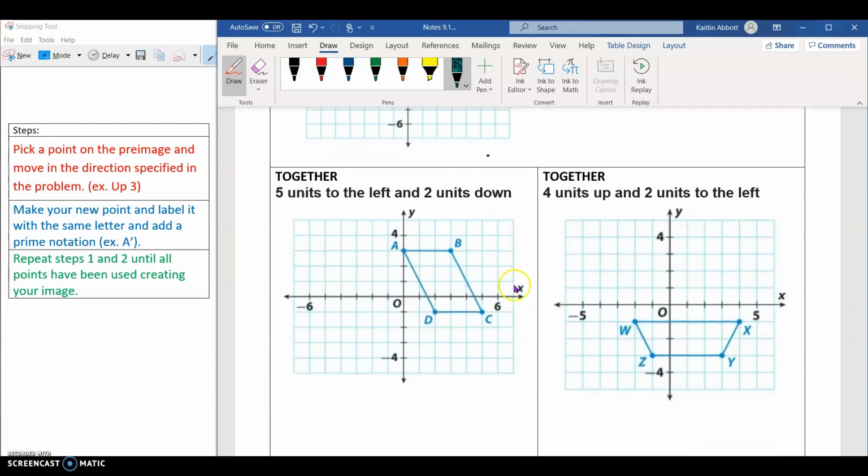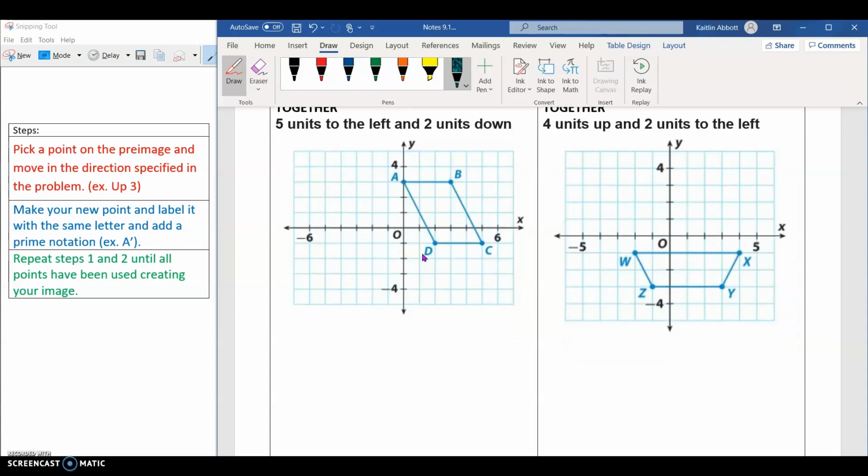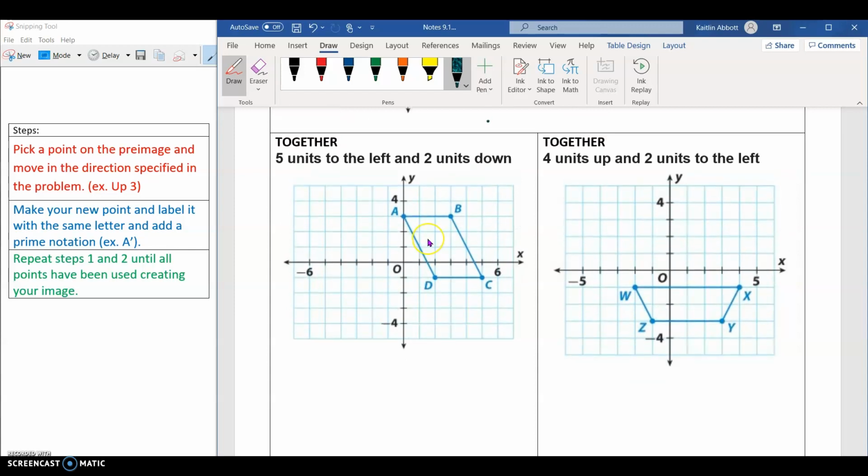So we got a few more minutes. We're going to try to do these next ones together. So I'm going to pause a little bit more and hopefully you guys can give yourself time to answer my questions. So first things first, please take a minute and read step 1. Step 1 says pick a point on the pre-image and move in the direction specified in the problem. So it says 5 units to the left and 2 units down.